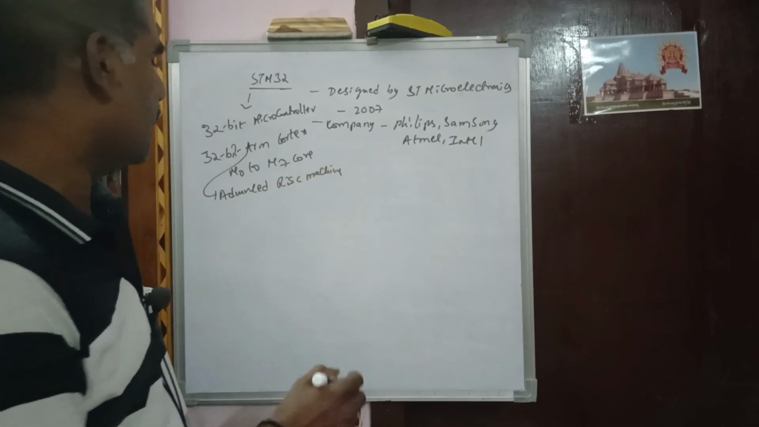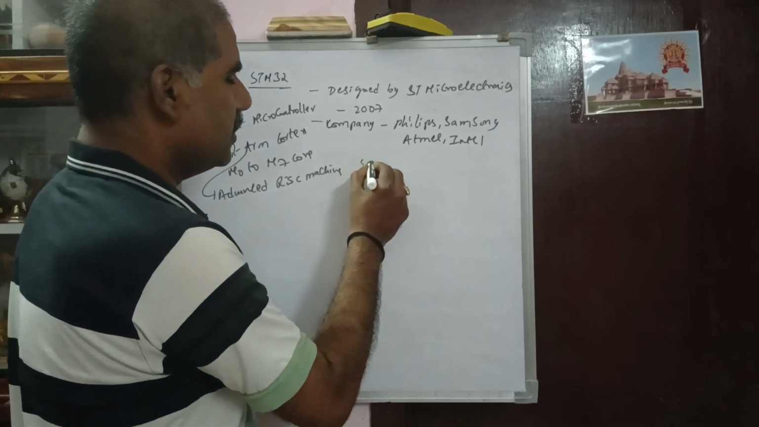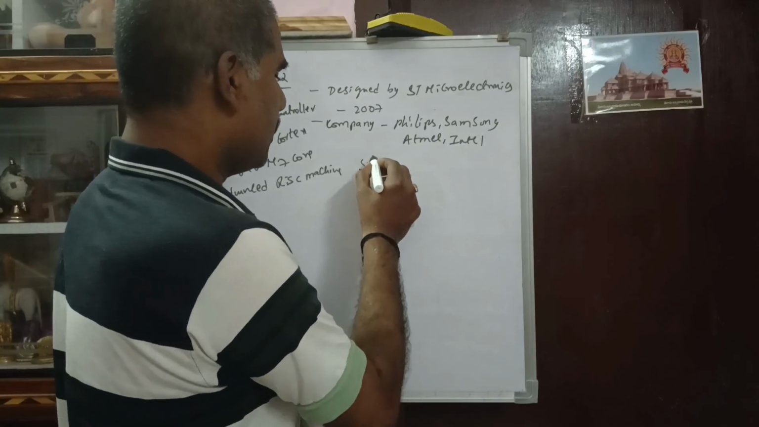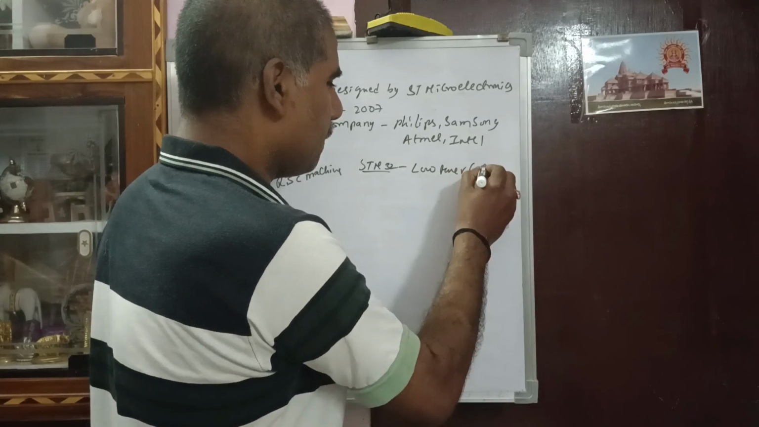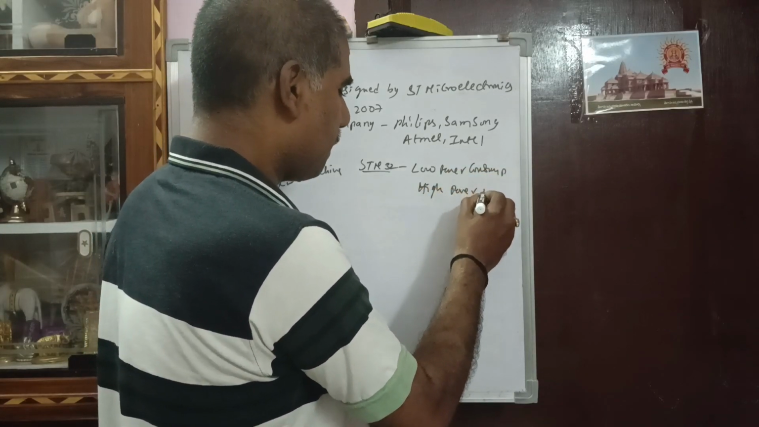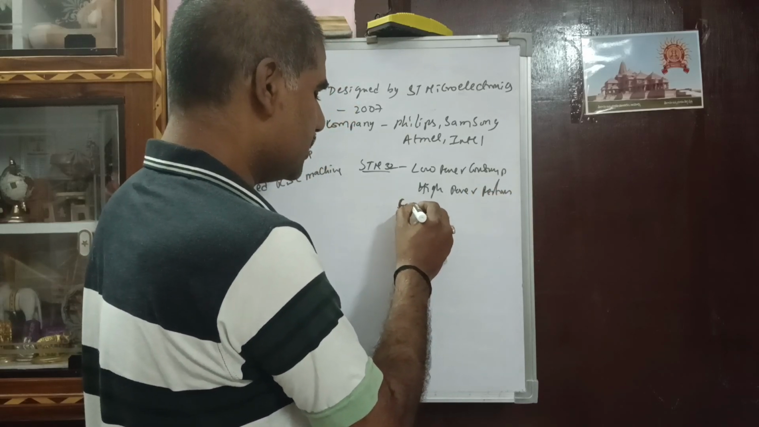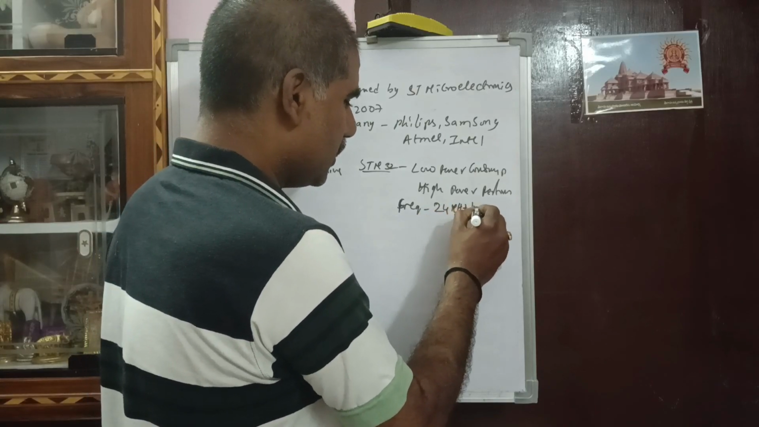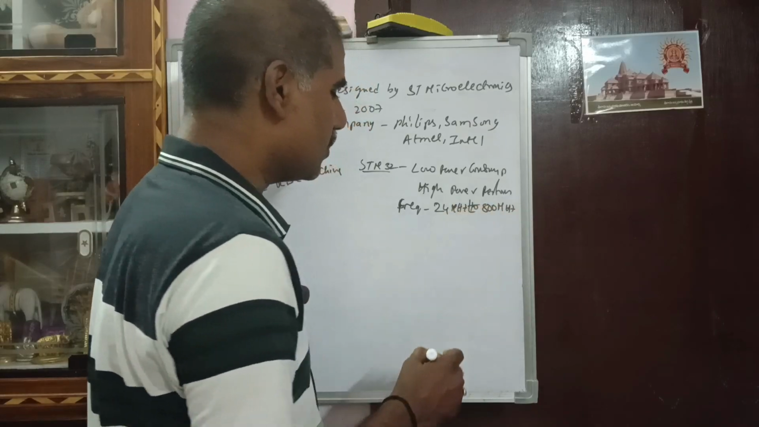Okay. Again, this STM32 is low power consumption, high performance, and its frequency ranges from 24 MHz to 800 MHz. Okay.